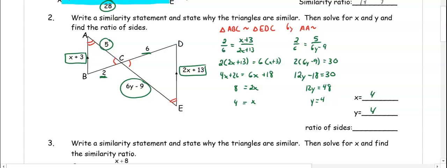To find the ratio of sides, we have 2 from the first triangle and 6 from the second triangle as the corresponding sides. That reduces to 1/3.